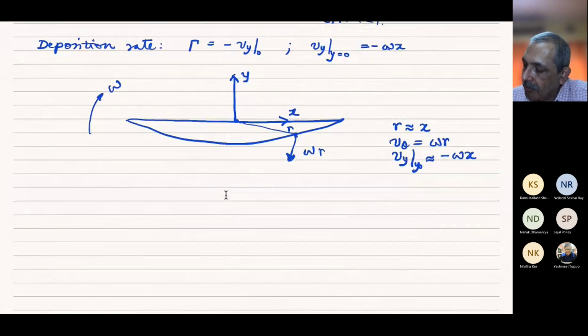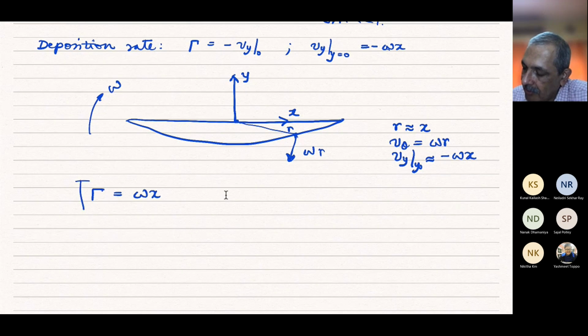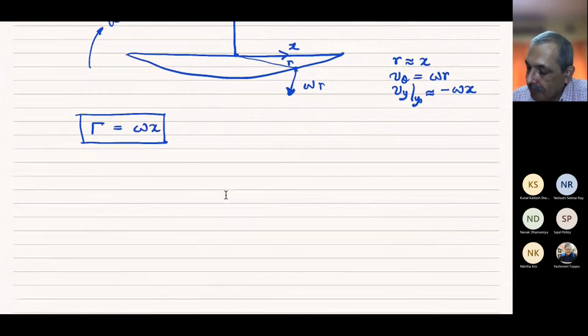So once we know this, we have the deposition rate is equal to omega x. That means where x is positive, there is deposition, and where x is negative, there is erosion. So this essentially gives us a very important result which we can use in our continuity equation.